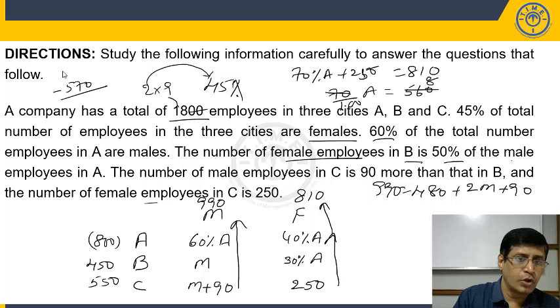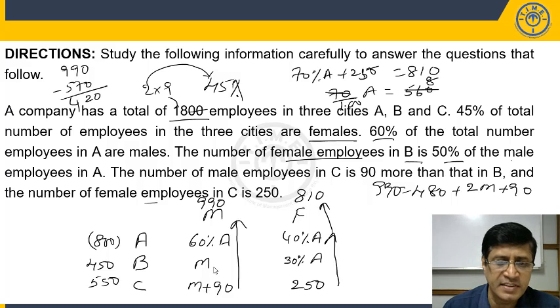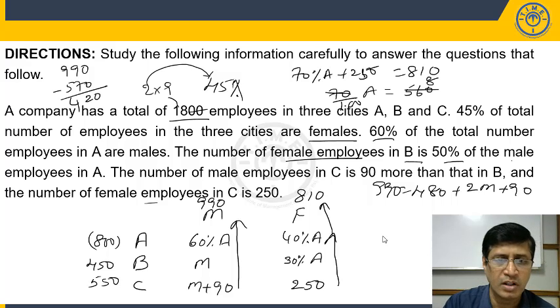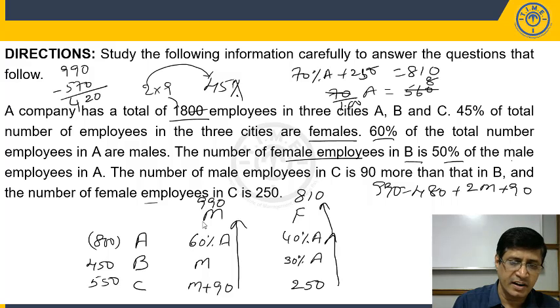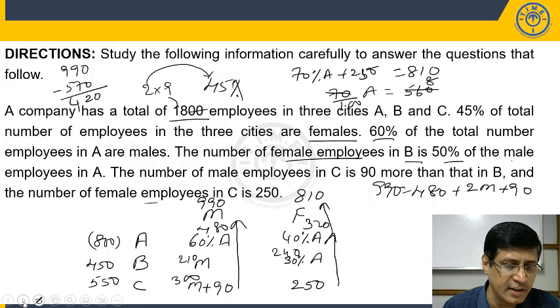Okay, so 990. So what is the result? 2M is equal to 420, which means M is equal to 210. M is equal to 210, and M plus 90 is equal to 300. So we have all the values. By using all these values, we can find the answer. So 60% of A is 480, then 320, 240, 210, and 300. By using this table, we can answer the questions.